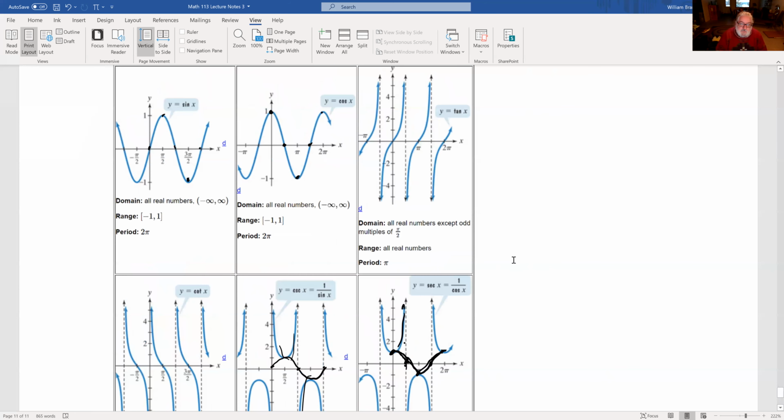Here's tangent, right? 0 here, and an asymptote here, 0, asymptote, 0, asymptote. Pi over 2 is where tangent has an asymptote, so cotangent has a 0. Tangent has an x-intercept at 0, so cotangent has a vertical asymptote there, and then cotangent goes down. And so that's the graph of the trig functions.